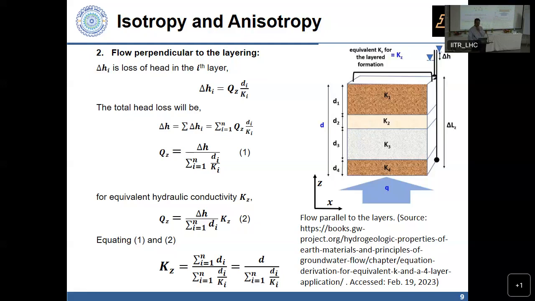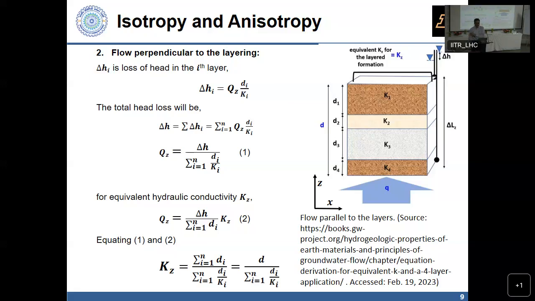So we can again do the same thing: find out the head loss in each of these layers. The total head loss that this block experiences is the sum of all the head losses in these layers, which are in series. Then we can again equate these two total flows to find that the effective K that I should apply in the Z direction is given by this particular expression. D is again the sum of all the d sub I, but now in the denominator I have d sub I over K sub I, and I'm summing all of those up.